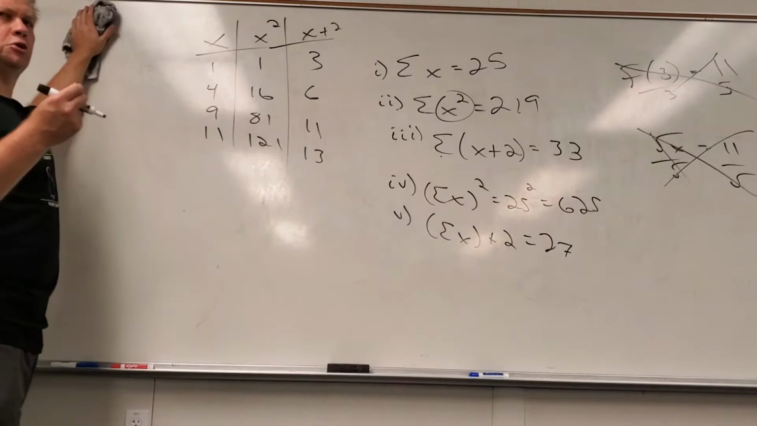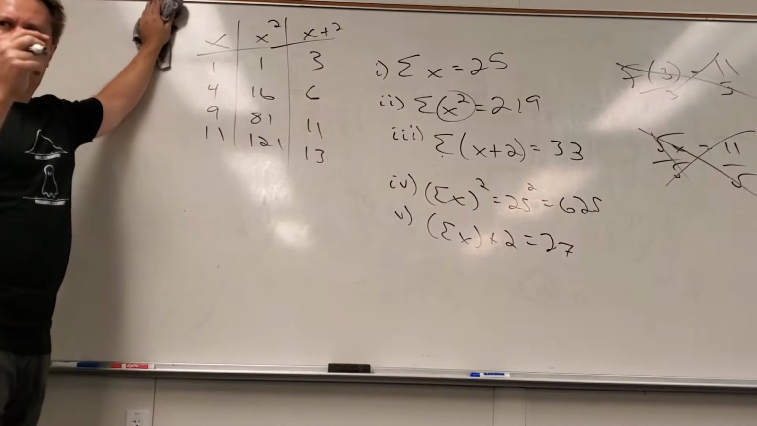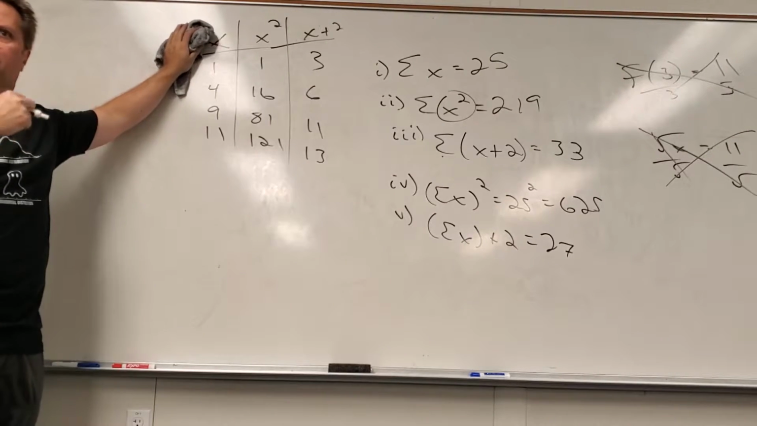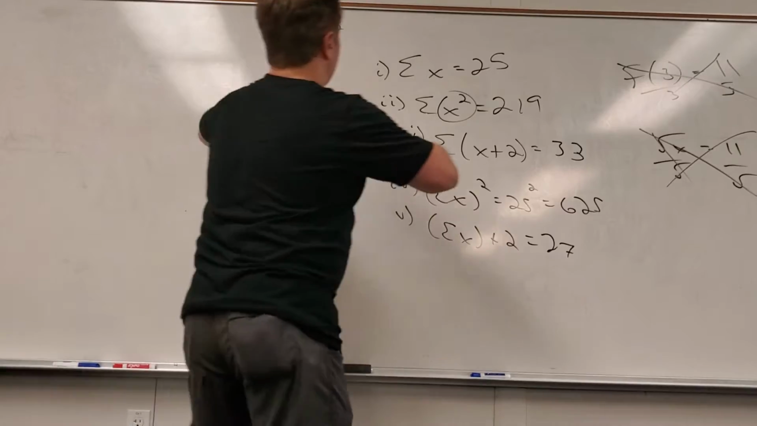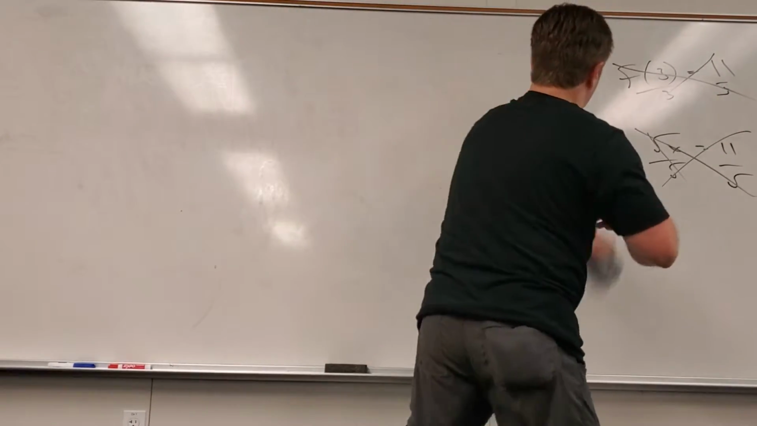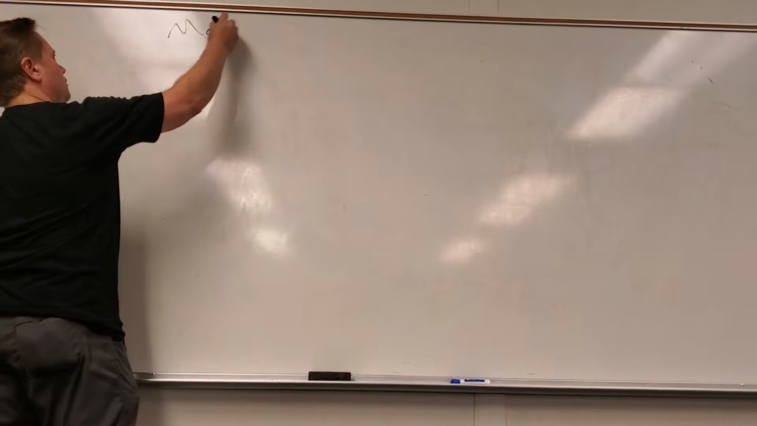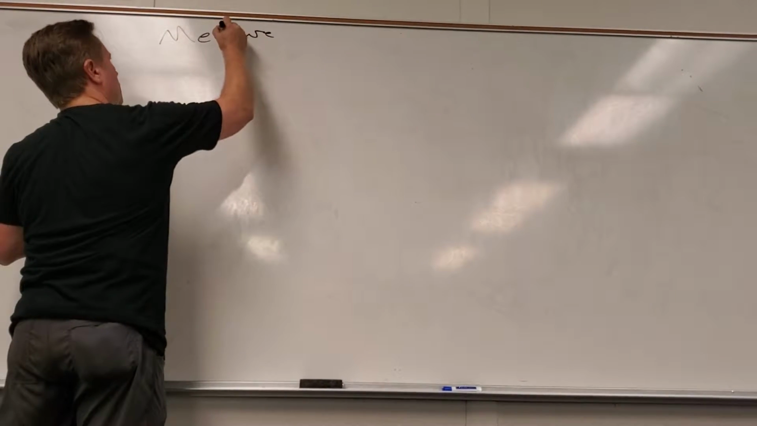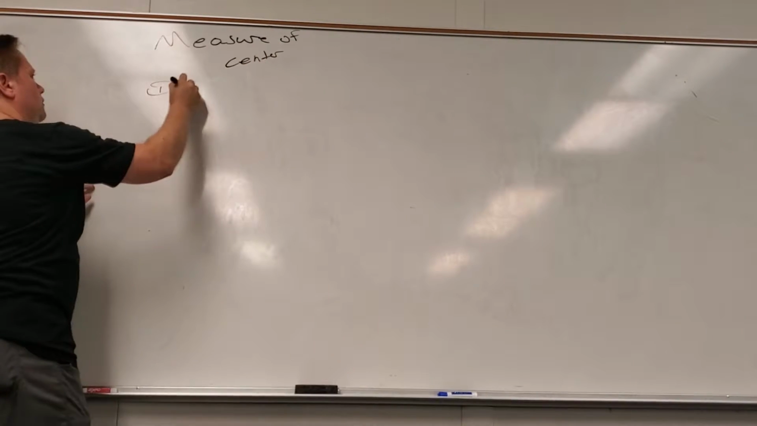So one measure of center. This is the section we're in, the measures of center. One measure of center is what we think of as average. What we know now is actually technically the mean, right? And that's this little symbol. So one measure of center is the mean.